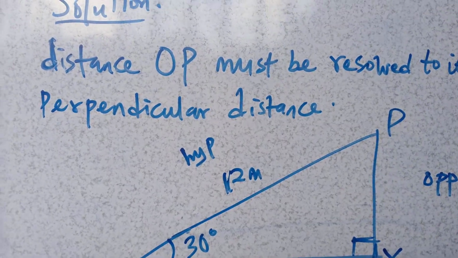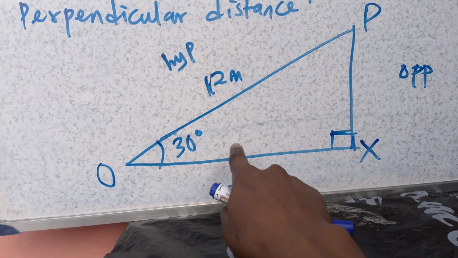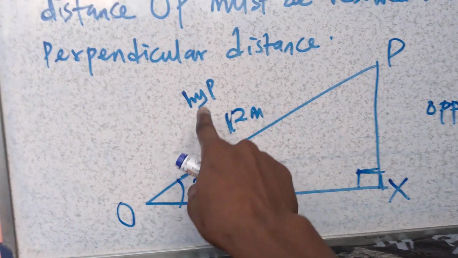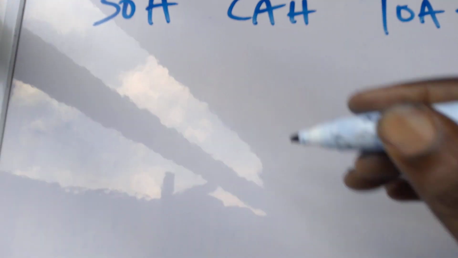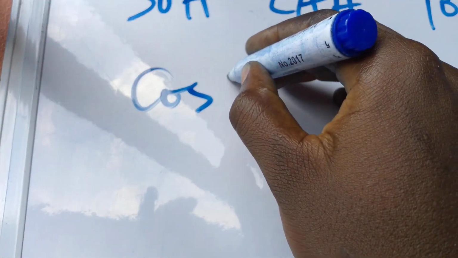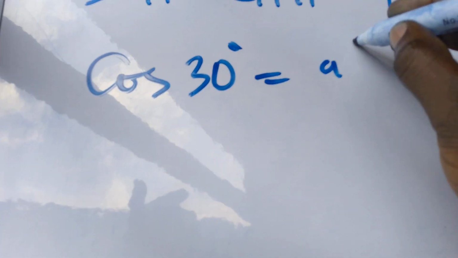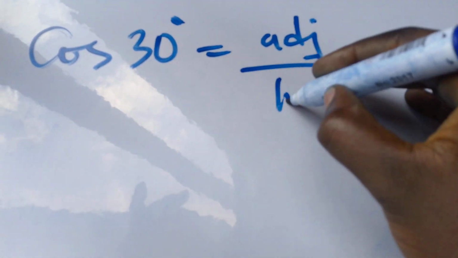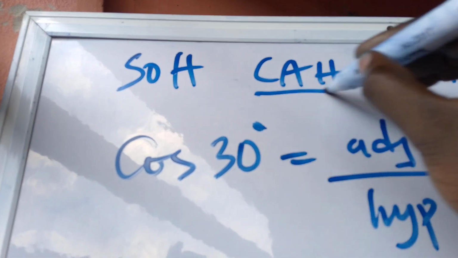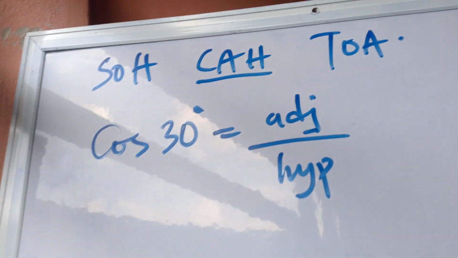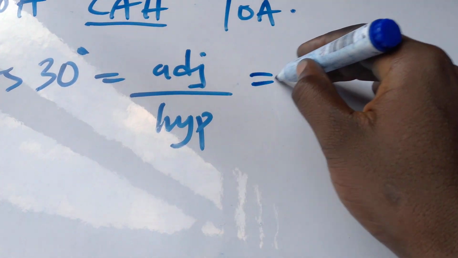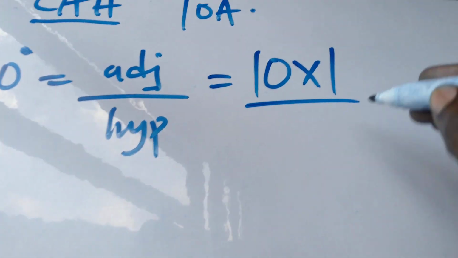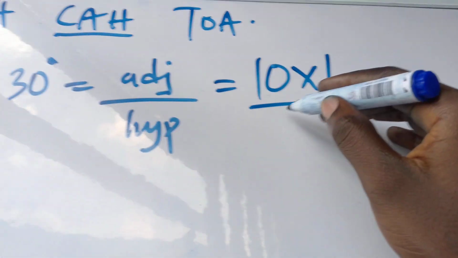Now, if you observe, I have the hypotenuse side, which is 12, and I'm looking for the adjacent side. Adjacent over hypotenuse is cos, so I'll use that. Cos 30 degrees equals the adjacent side over the hypotenuse. In that diagram, the adjacent side is distance OX, and the hypotenuse is OP.